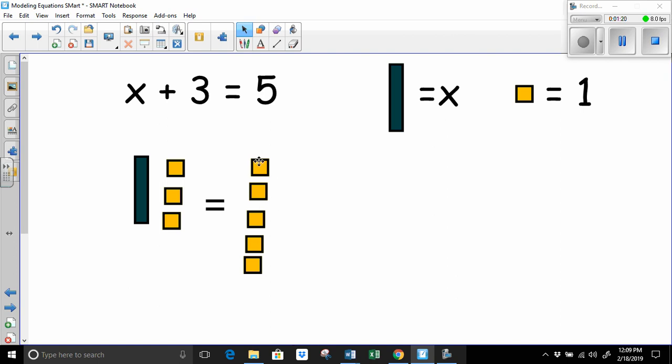Now, if we're going to solve this, we want to see what we can do to the left side for it to still equal the right-hand side. Because remember, with equations, the whole point is to keep it balanced. Now, we just want to know how much x is, or how much this bar is. But we can't tell that when we have these 3 units next to it. So we're going to need to get rid of those 3 units.